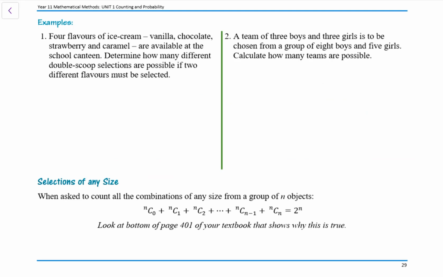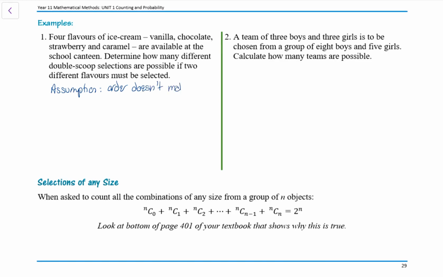So let's look at some more examples. 4 flavours of ice cream, vanilla, chocolate, strawberry and caramel, are available at the school canteen. Determine how many different double scoop selections are possible if 2 different flavours must be selected. Now our assumption is that order doesn't matter. I mean, it does for me, because I like my favourite flavour at the bottom, because I like to finish with it, but we're not looking at that. So order doesn't matter. We have 4 flavours, and we're selecting 2.